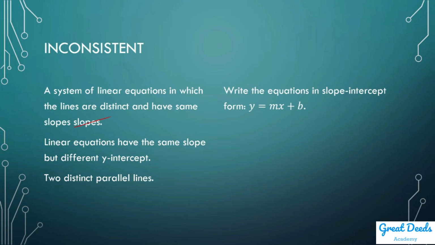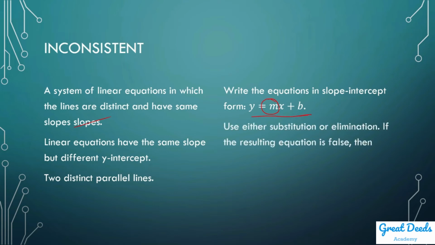So what you do when you are given a linear system, okay, just to check what type of solution you are going to have, is you write the equations in slope-intercept form, okay? When they have the same slopes and different y-intercepts, then you are looking at two distinct lines that are parallel, in which case the system has no solution.